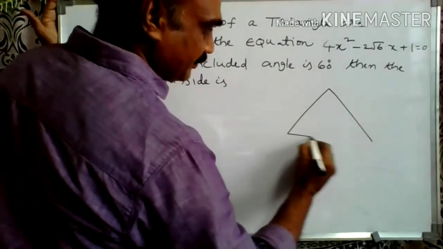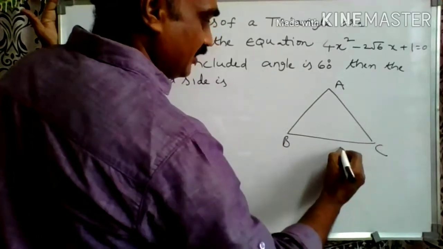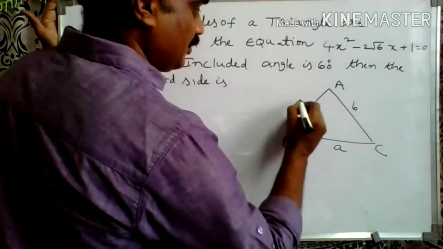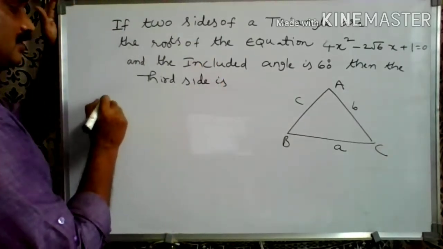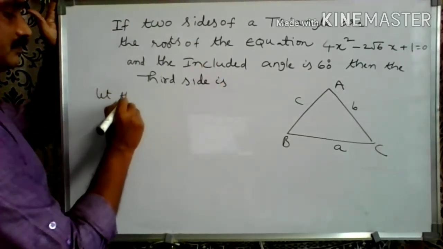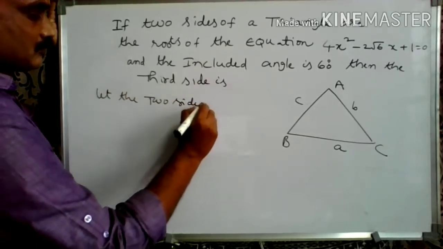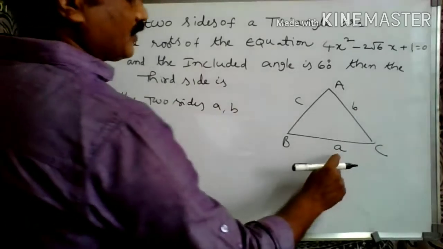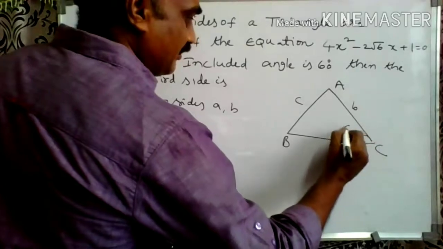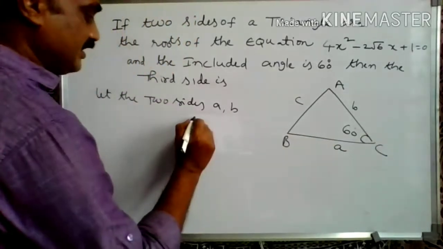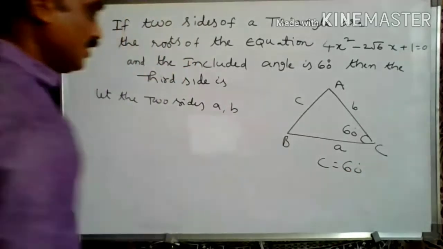In triangle ABC, this is capital A, capital B, capital C, and this is small a, small b, small c. Suppose the two sides are a comma b. The included angle is 60 degrees. Given this angle is 60, so angle C is equal to 60 degrees.